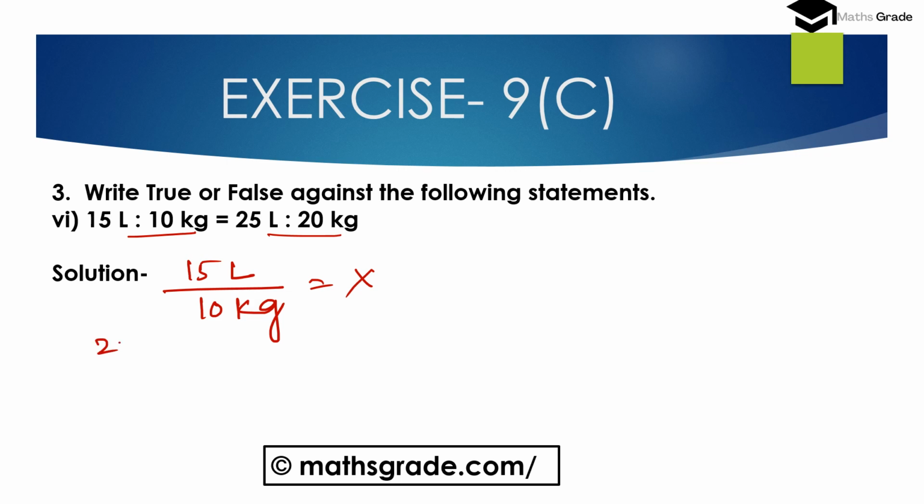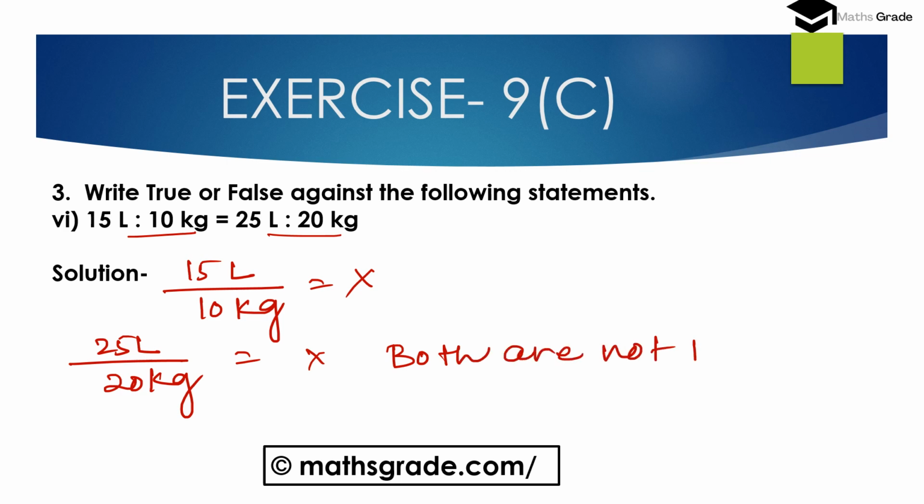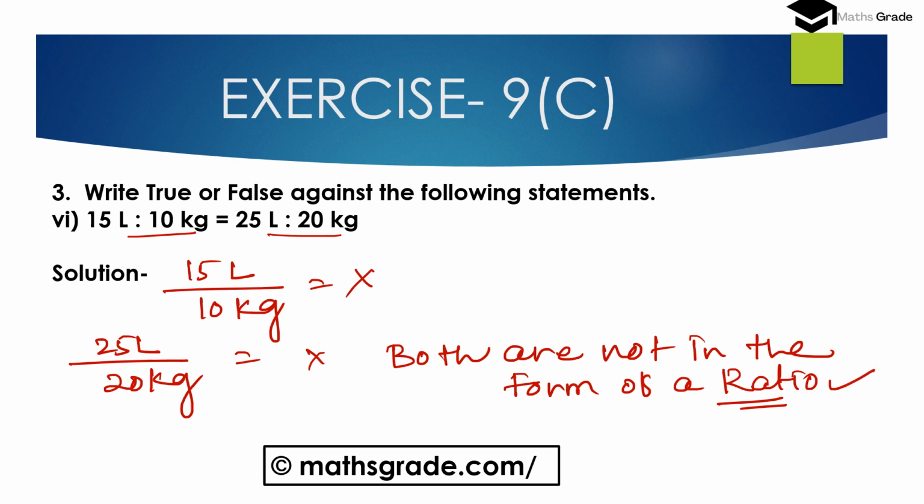And 25 liter divided by 20 kg. Here also the antecedent is in liter and the consequent is in kg. We cannot express liter into kg or kg into liter. So this is also not in the form of a ratio. Both are not in the form of a ratio. So this is false.